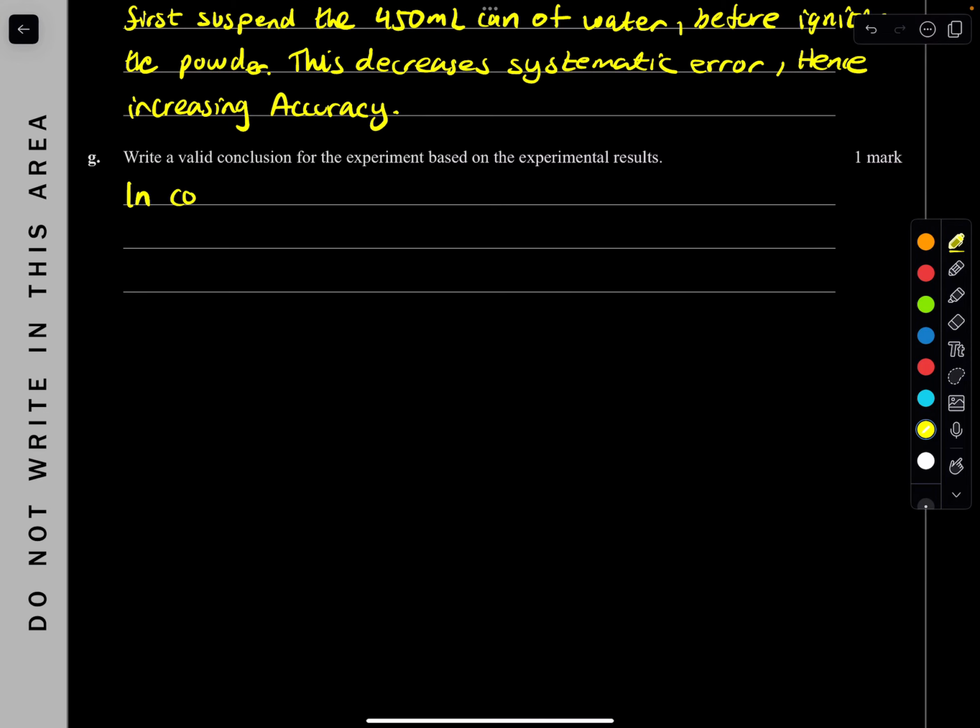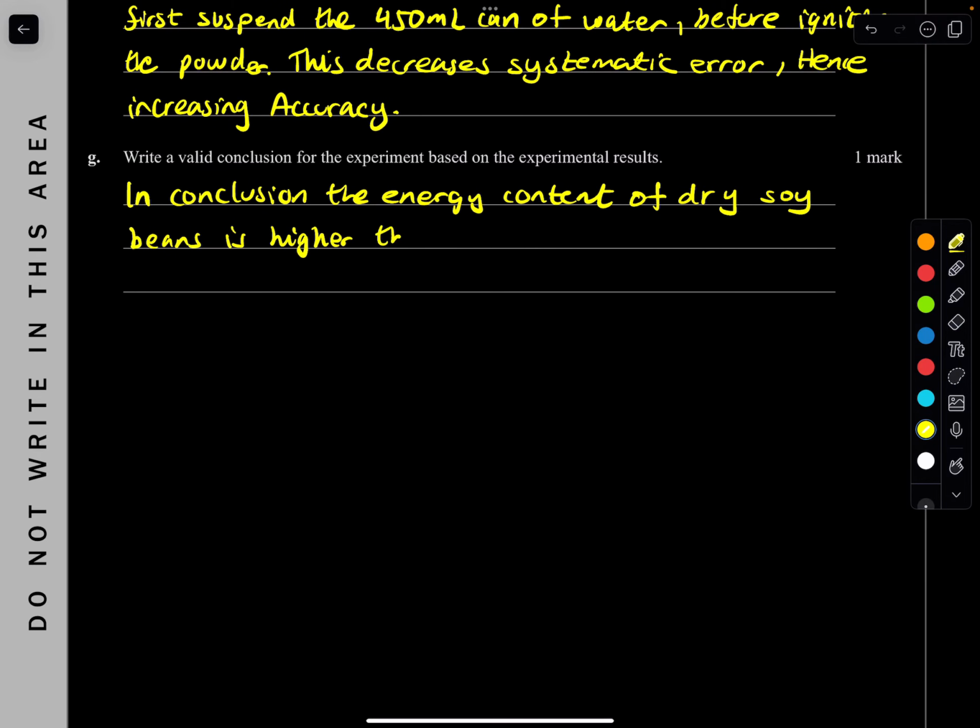So we can say in conclusion, the energy content of dry soybeans. What am I saying? It was dry soybeans that was higher. Dry soybeans is higher than dry broad beans. So that is it. That's all you basically need to do.